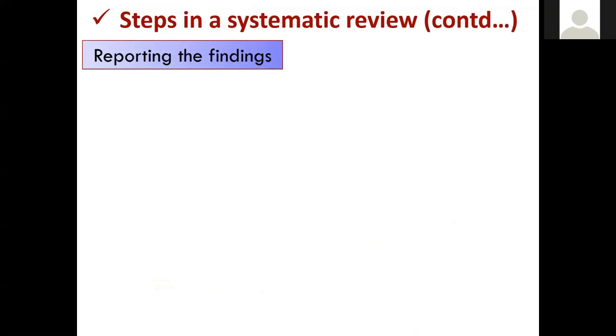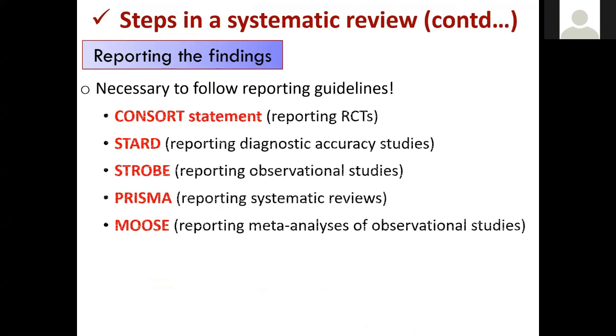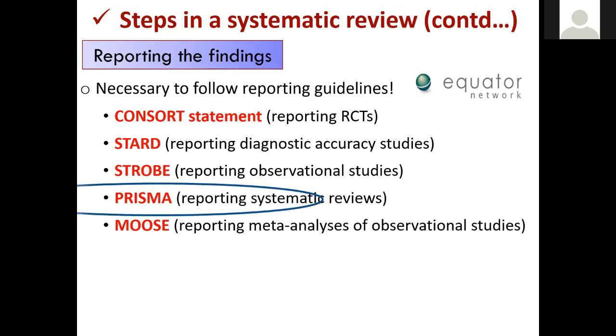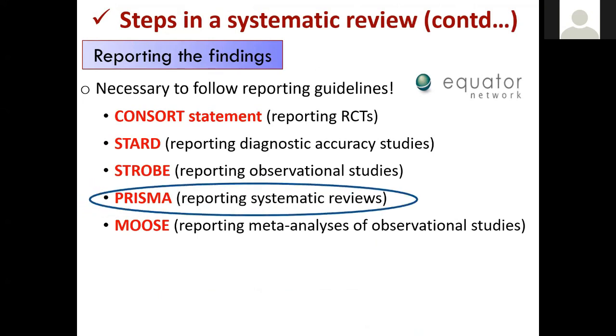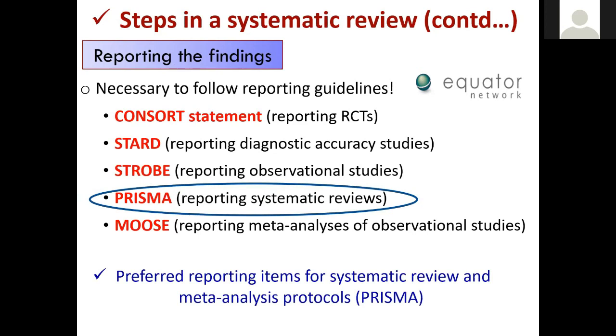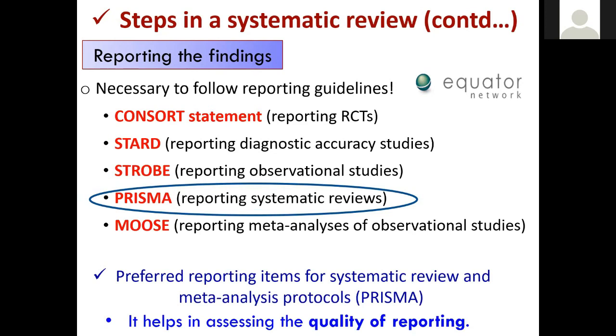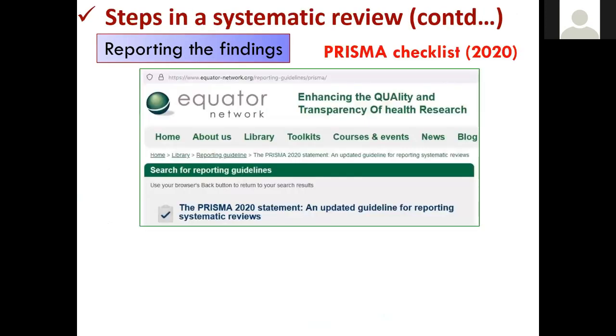After the data is synthesized, we report the findings, we publish the findings, and this step also has to be in a systematic way. Reporting guidelines are there, provided by the Equator Network. And for reporting systematic reviews, the PRISMA guidelines are followed. PRISMA stands for Preferred Reporting Items for Systematic Reviews and Meta-Analyses. It helps in assessing the quality of reporting of a systematic review.